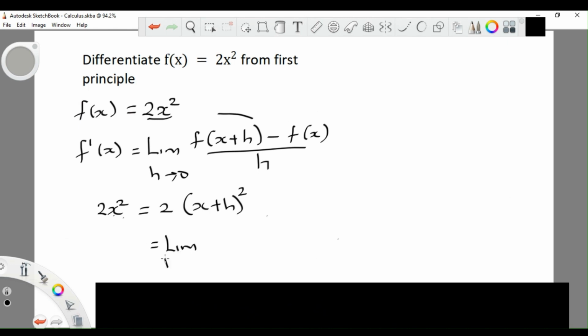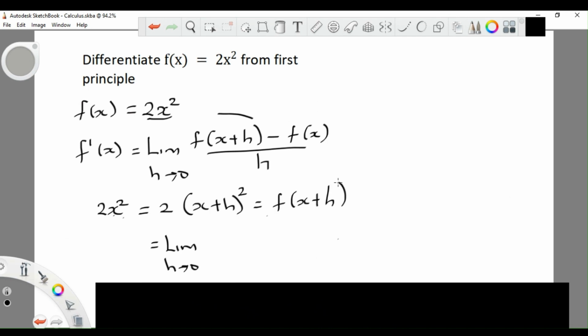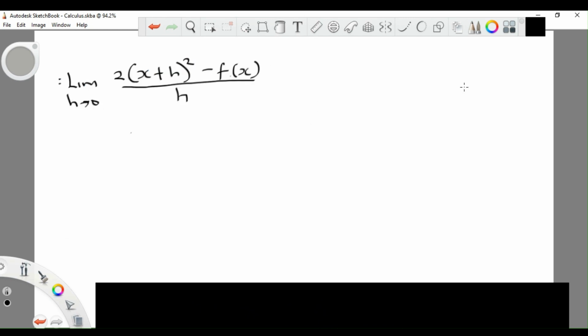limit h tends to 0. So this becomes this. So this is equal to f of x plus h. So therefore we have 2 open bracket x plus h squared minus f of x over h. Right. So our next step is to expand this equation.